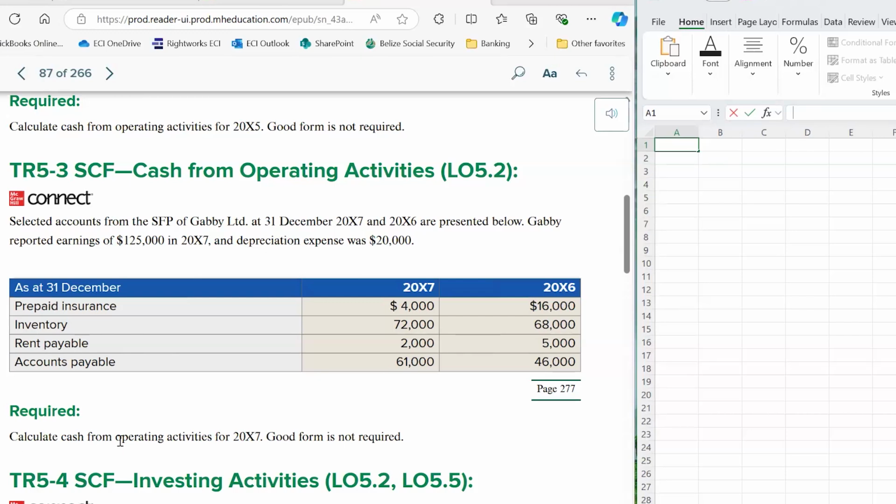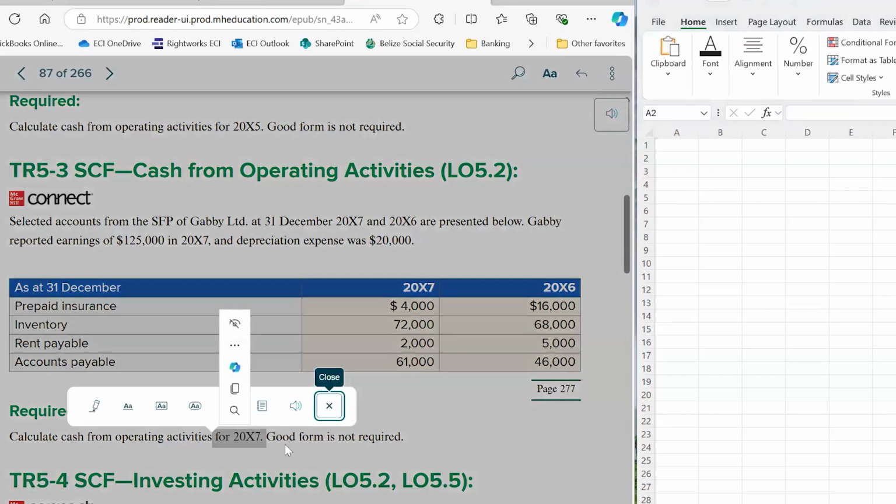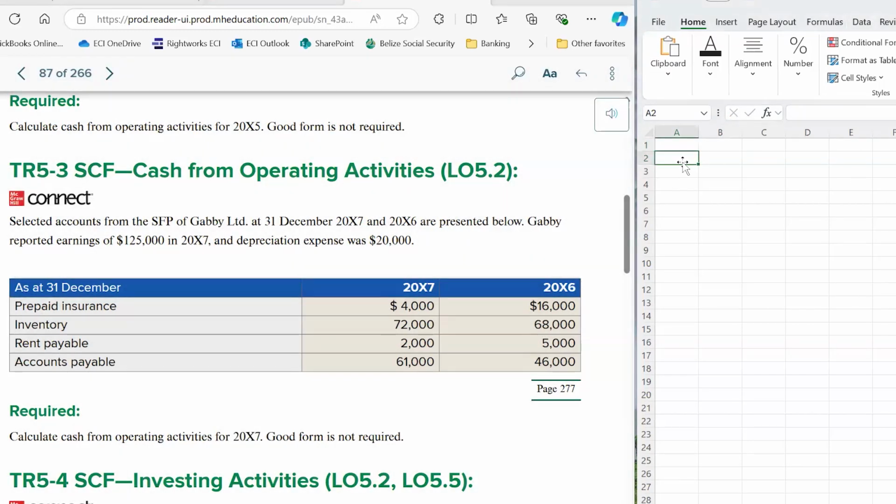Okay, so it says calculate cash from operating activities for 2007. Good form is not required. So basically here, the idea is on a cash flow statement, we want to figure out what went through a company's bank account. And if you look at the income statement, you can kind of see things that they got in and things that they got out. But the problem is there are things that they didn't pay cash for because we do accrual accounting.